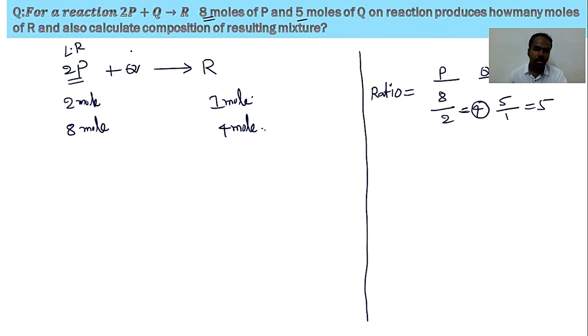How many moles of Q are given? 5 moles. According to this reaction, 2 moles of P react with 1 mole of Q. Then 8 moles of P can react with obviously 4 moles of Q. Out of 5 moles, only 4 moles reacted and 1 mole remains in the final reaction mixture.